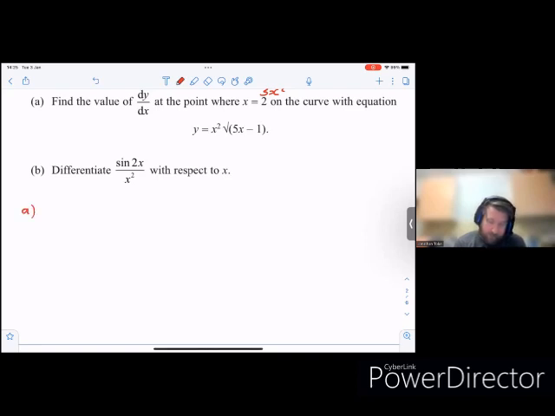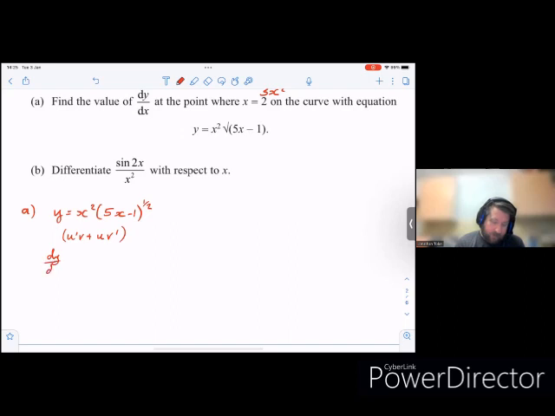So for part A, we've got y equals x squared. I'm going to rewrite that square root so that it's got a power: 5x minus 1 to the half. So this one is a product rule. So we're going to be using u dash v plus u v dash. We'll be using that formula in order to find out dy by dx.